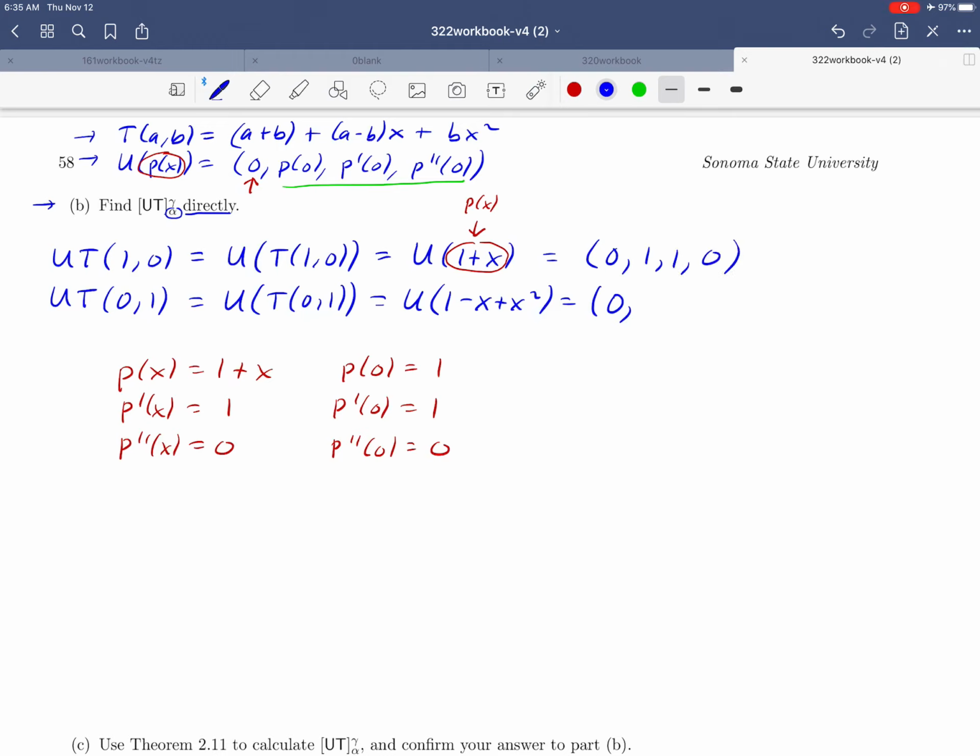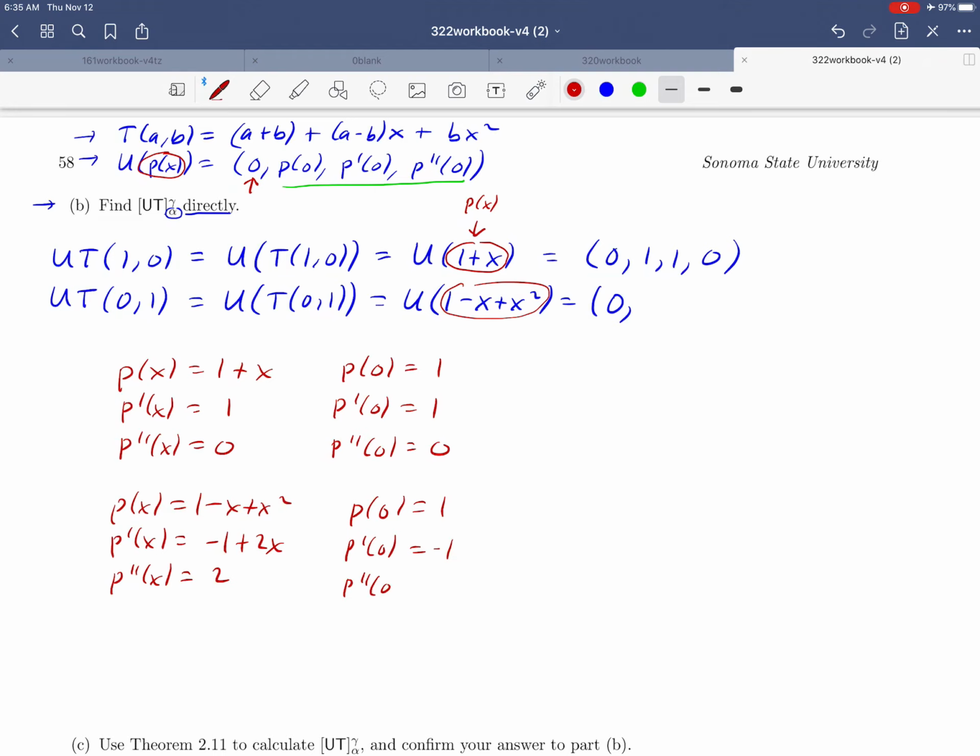Then for this p of x, 1 minus x plus x squared, its derivative is going to be minus 1 plus 2x, and then the second derivative is going to be 2. If we substitute 0 in for all of our x's there, we'll get 1 minus 0 plus 0 squared, which is 1. Negative 1 plus 2 times 0 is negative 1. And then finally, p double prime of 0 is going to stay 2. So we're going to get a 1, negative 1, and a 2 out of that.